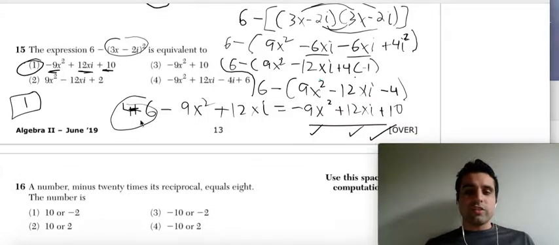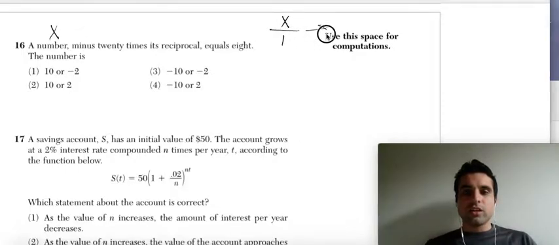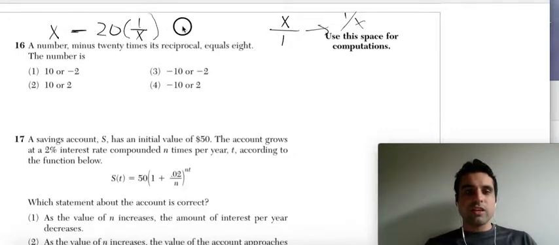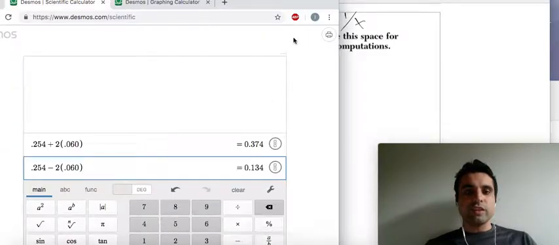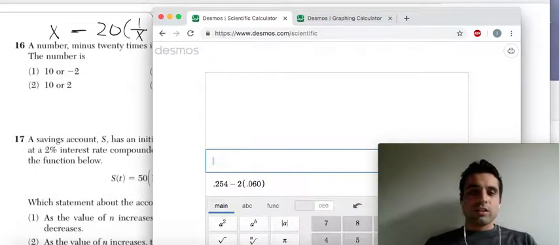Now we're going to go to number 16. A number, we'll call it x, minus 20 times its reciprocal. So guys, if you put x, that's the same as x over 1. The reciprocal, you flip the fraction, it's 1 over x, right? So x minus 20 times its reciprocal, which will be 1 over x, equals 8. What's the number? Okay, so what we're going to do now is use our calculator since it's multiple choice and get our answer quickly. And I'm going to input the values one by one.